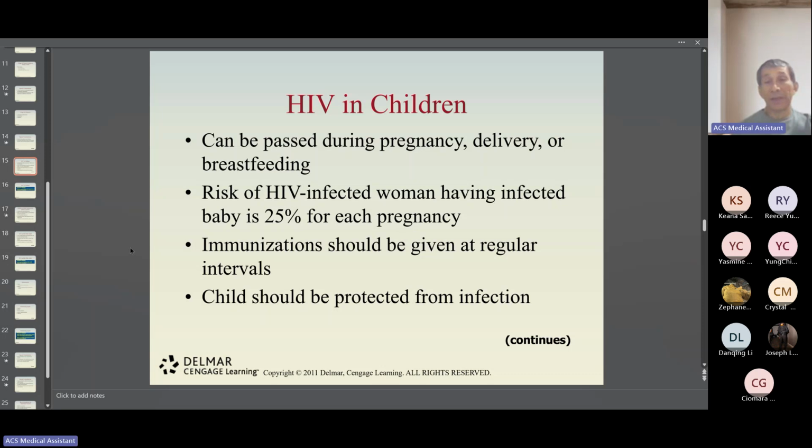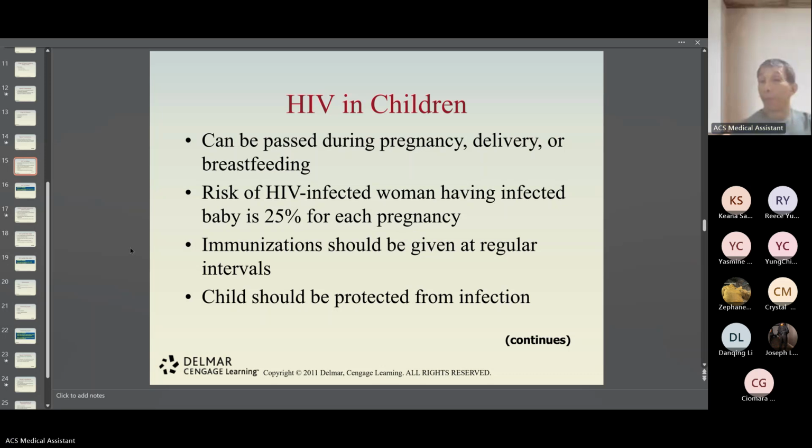Is every single child that is born from an HIV female going to be 100% HIV positive? No. There are 25% chances that an infected HIV female will deliver a baby that is HIV positive. So that's basically what it is.